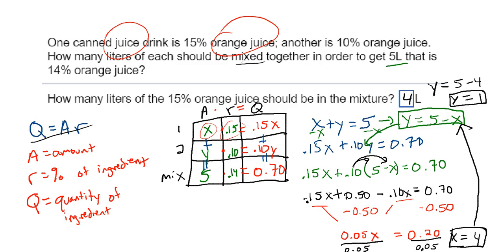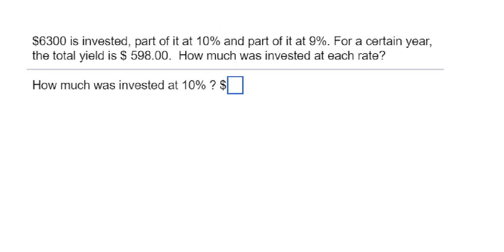Okay, so that's a mixture problem. That's one kind of problem you will encounter on your homework. The next one we're going to look at here is an investment problem. So we have $6,300 invested, part of it at 10% and part of it at 9%. For a certain year, the total yield is $598. How much was invested at each rate?